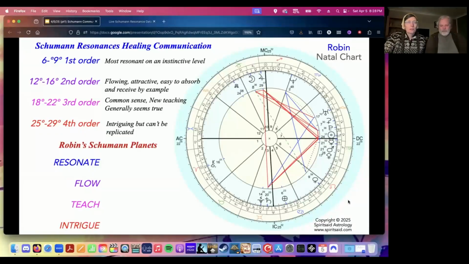Okay, so the first thing we're going to look for is planets that are in the range of 6 to 9 degrees, and I have 4 of those.